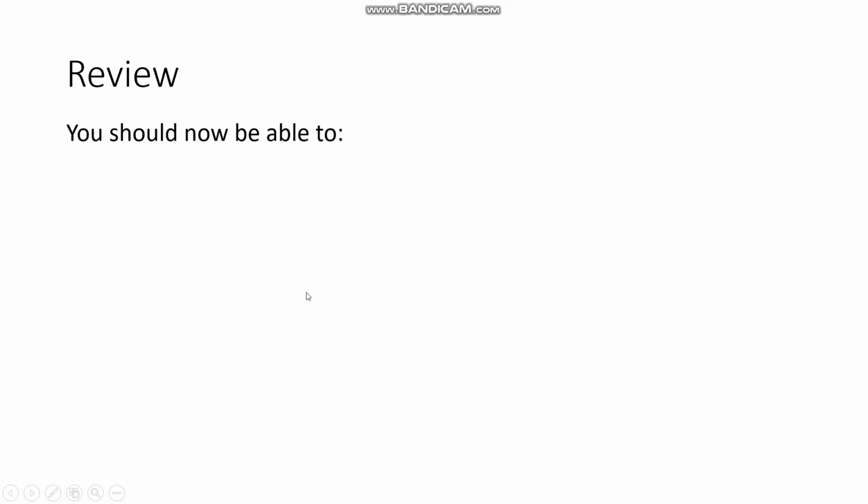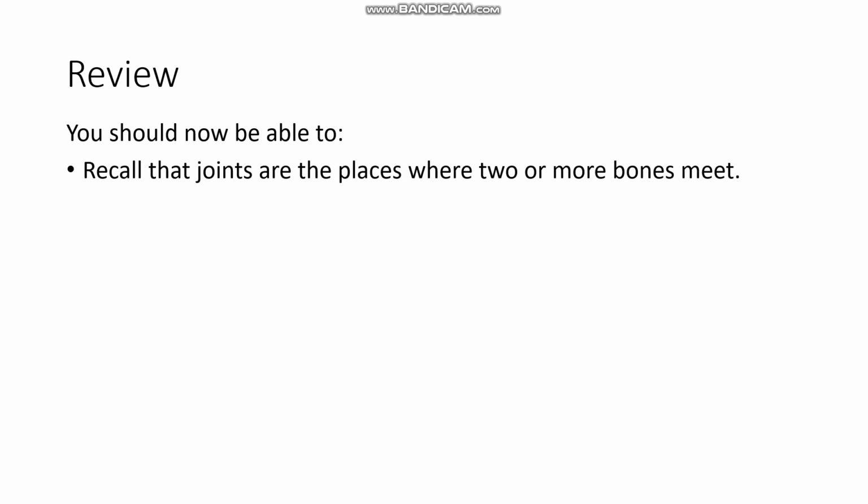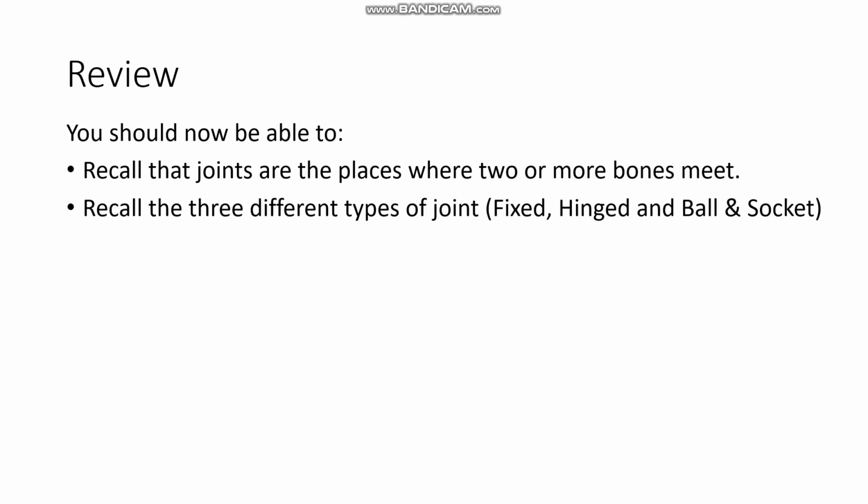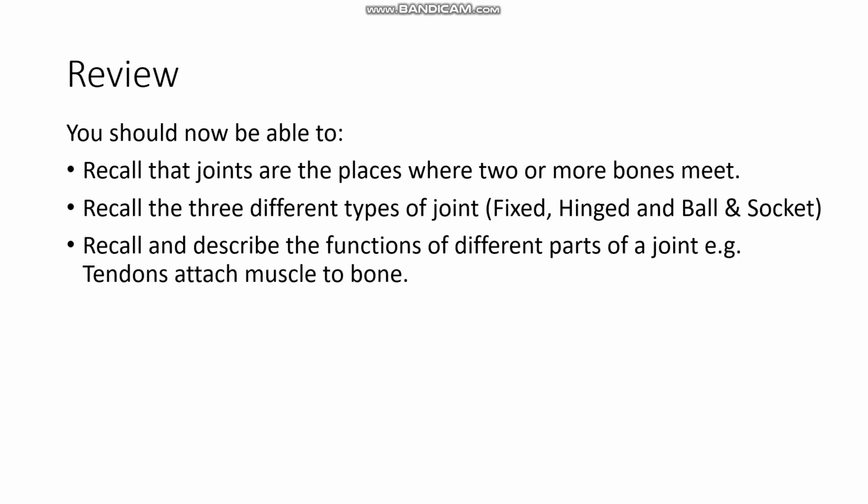Okay, so quite a short lesson, fair bit of information there for you to digest, but you should now be able to recall that joints are the places where 2 or more bones meet. You should be able to recall the 3 different types of joint, fixed, hinged, and ball and socket, and be able to give examples where you might find those 3 joints. And finally, recall and describe the functions of different parts of a joint, e.g. tendons attach muscle to bone.